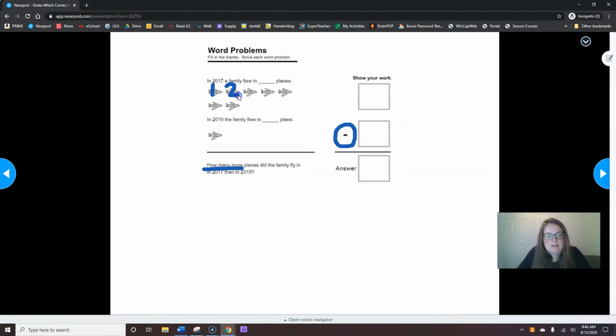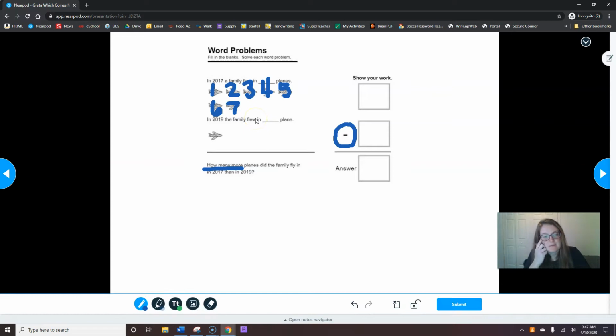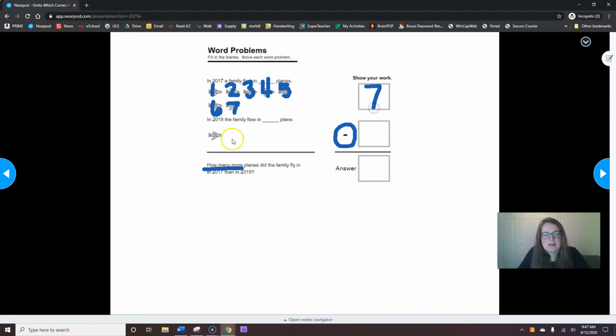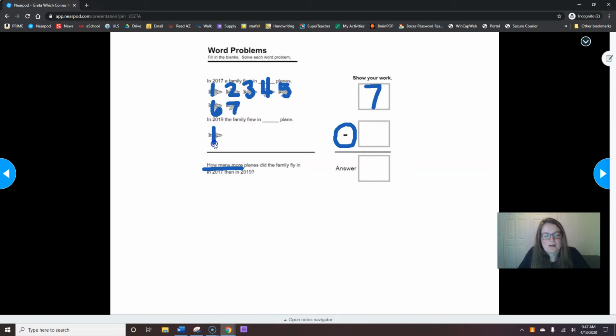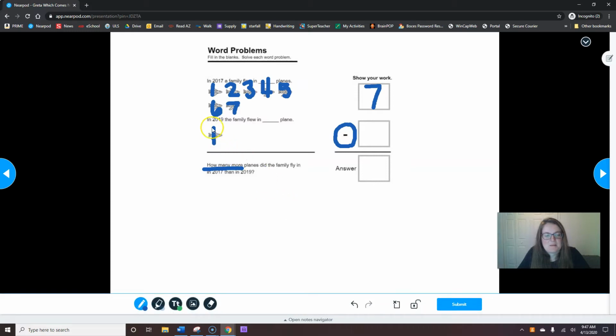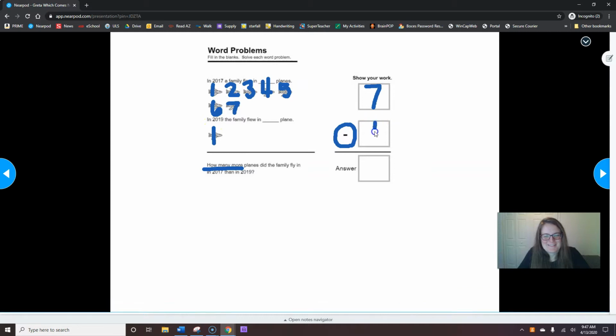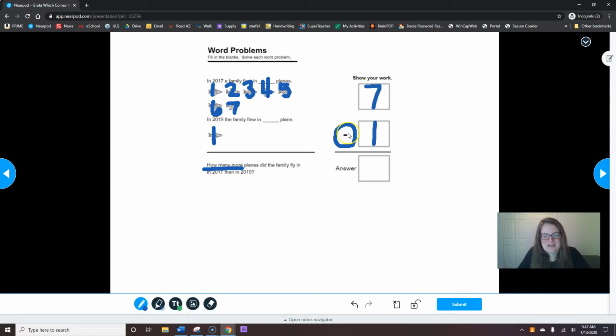1, 2, 3, 4, 5, 6, 7. Can you help me count the planes to make sure there are 7? 1, 2, 3, 4, 5, 6, 7. So there are 7 planes in the first row. In 2019, the family flew in blank plane. Let's label 1. Okay, help me count. 1, so easy. All right, my smarties, now we have 7 minus 1.